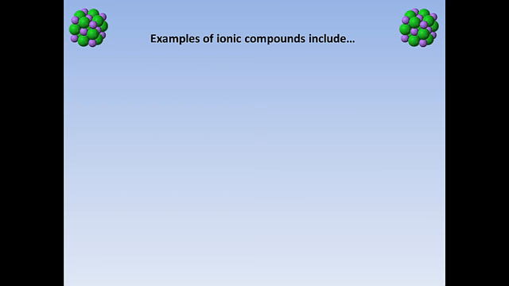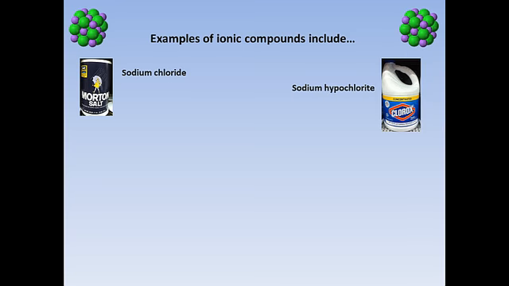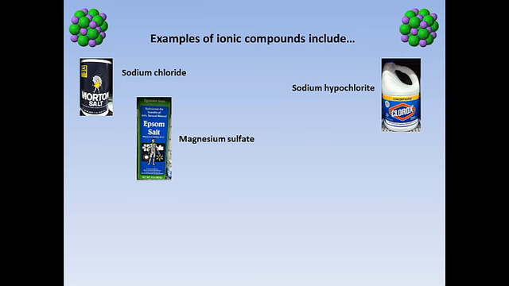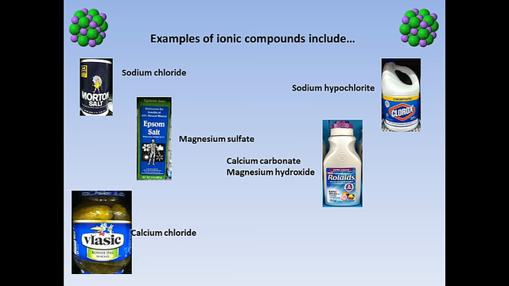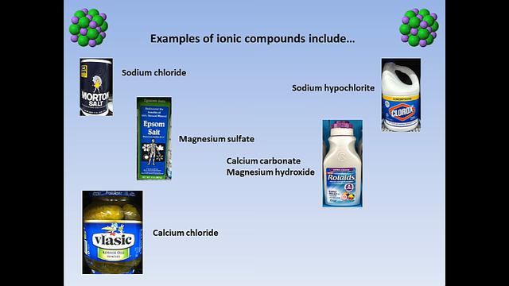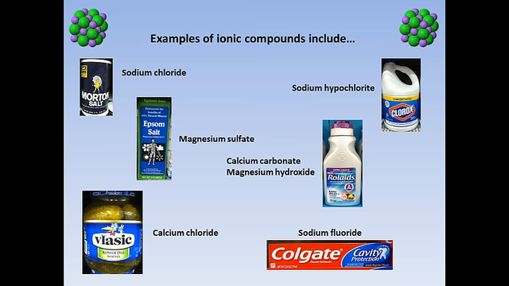Examples of ionic compounds include sodium chloride, which is found in table salt, sodium hypochlorite, which is found in bleach, magnesium sulfate, which is found in Epsom salts, which are used to reduce swelling and as a laxative, calcium carbonate and magnesium hydroxide, which are used to relieve heartburn. Calcium carbonate is also in chalk and limestone. Calcium chloride is a salt used in pickling. Sodium fluoride is the fluoride found in toothpaste.